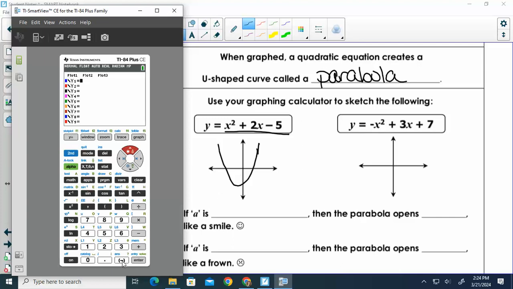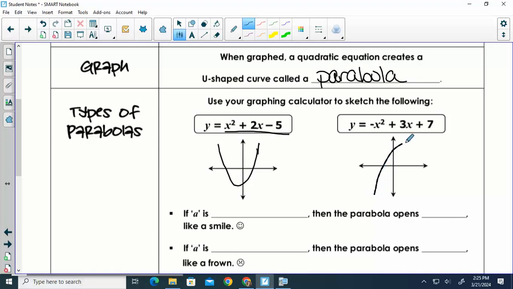Negative, make sure you use the negative, not the minus button. So negative is down at the bottom. X squared plus 3x plus 7. So this time, my graph turned.